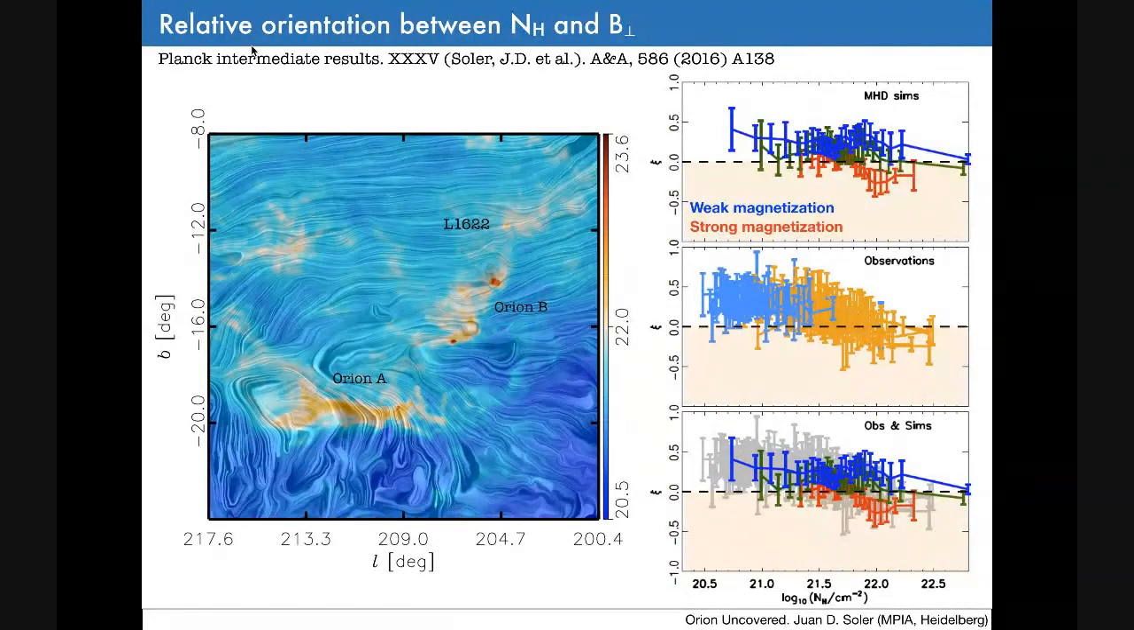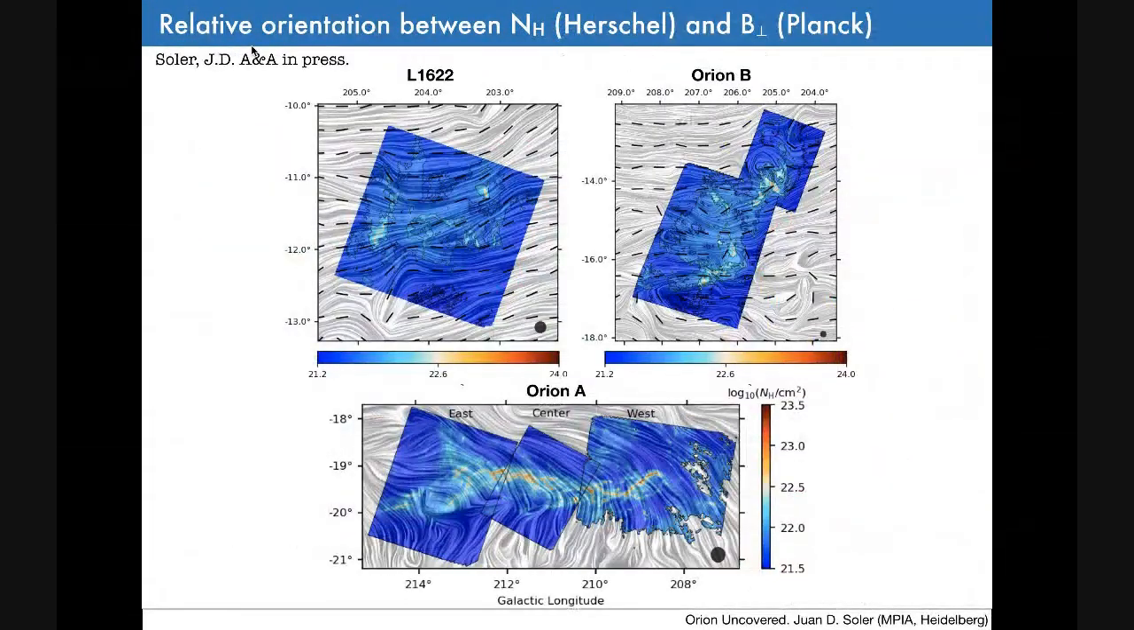Of course, this is 2016, so we took a step forward, and instead of comparing column density and magnetic fields both from Planck, this time we compare column density from Herschel with magnetic fields from Planck. The magnetic field comes from Planck at 10 arcminutes resolution, and the column density maps come at 36 arcseconds resolution from Herschel. So I'm not guessing the magnetic field at smaller scales. I'm just asking the question: what is the relation between the structures that we see with Herschel at higher resolution and the magnetic field that we see at lower resolution with Planck?